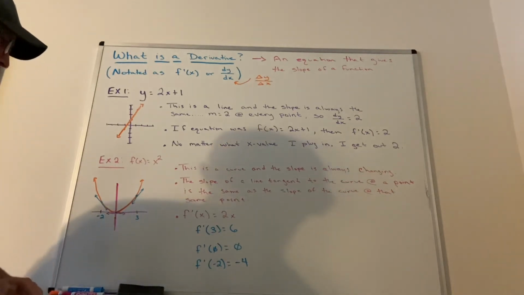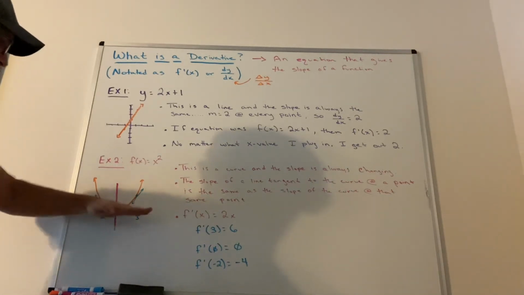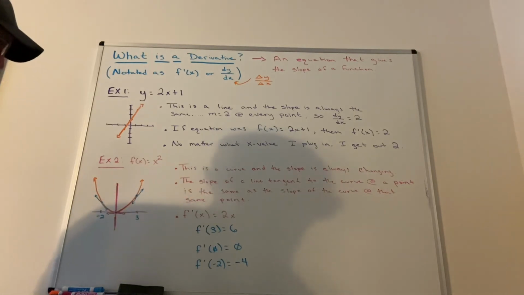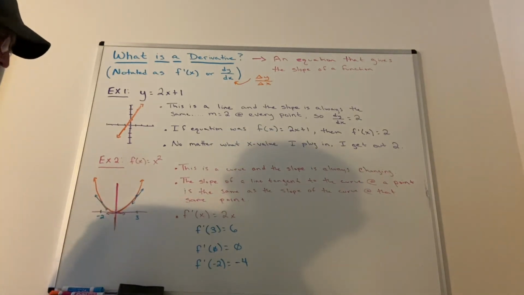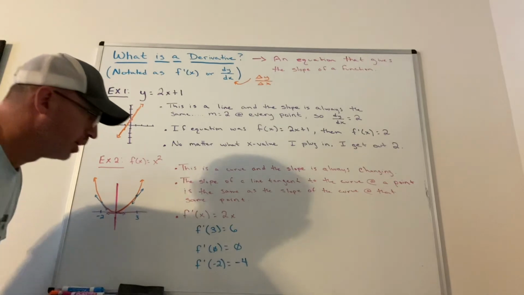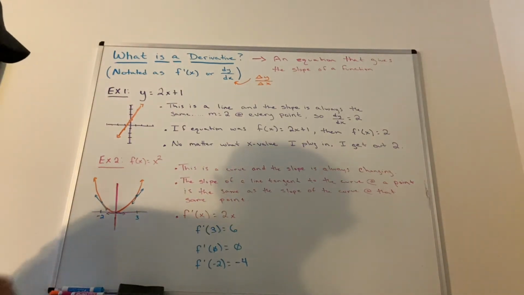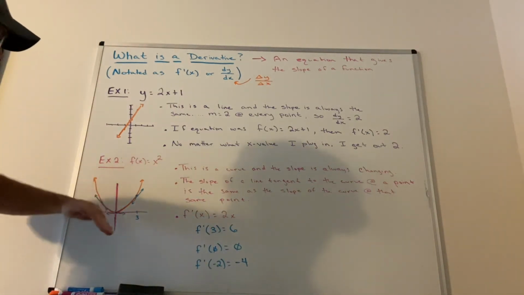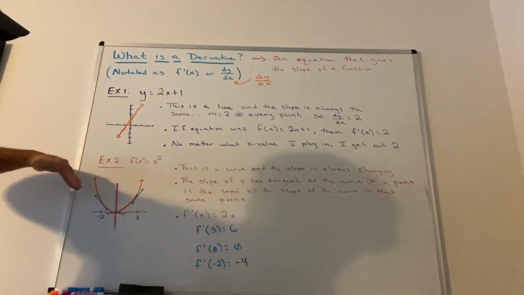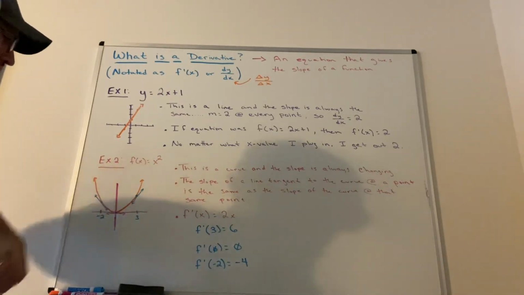At x equals 0, that's a horizontal line right there, so the slope of that line is 0. f prime of 0 is equal to 0. If you plug a 0 in, 2 times 0 is 0. And then if I plug a negative 2 in, I get out negative 4. The slope of that line right there is negative 4.